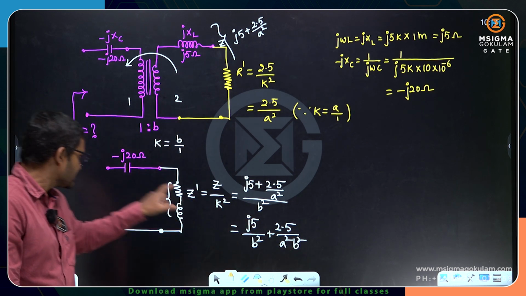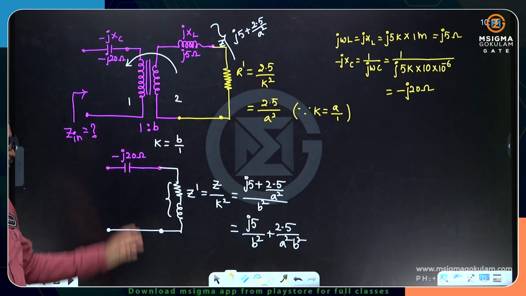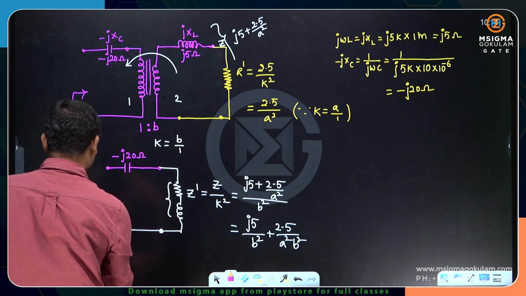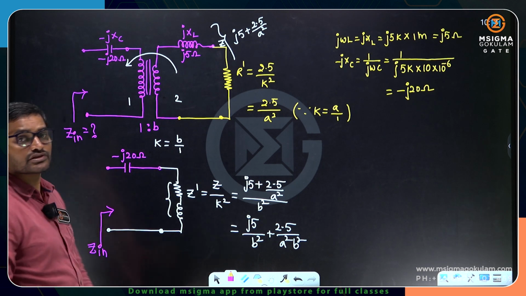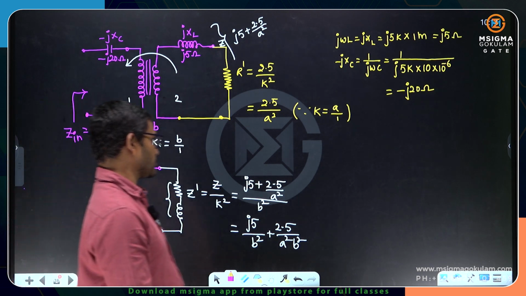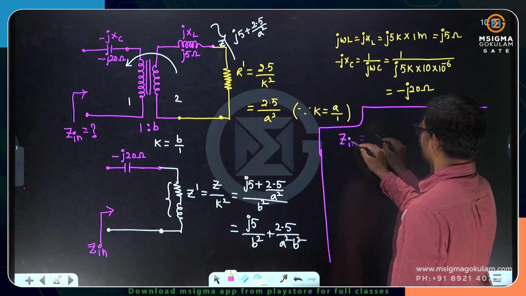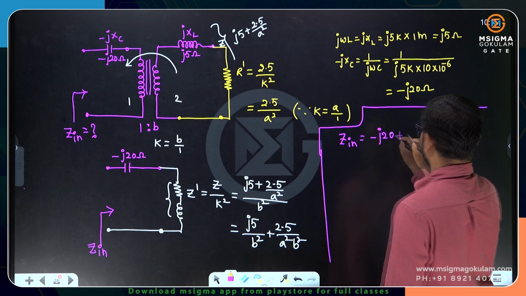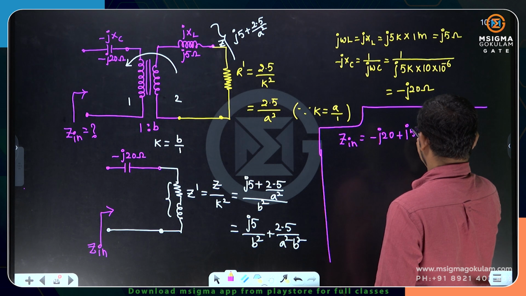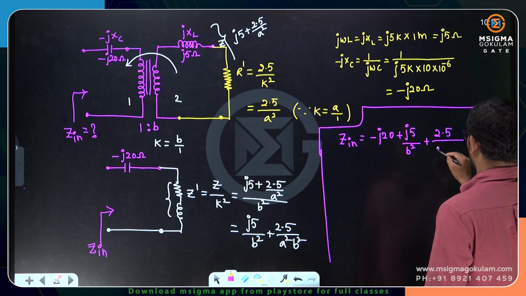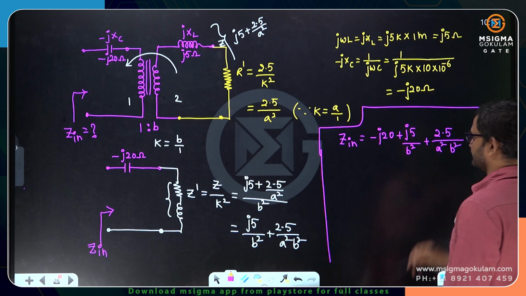Now that Z dash is in series with minus J20. You add up, you will get the Z in. And it must be equals to what? It must be equals to resistive nature. So if you solve this one, let me solve here. Okay. So Z in is equals to minus J20 plus J5 by b square plus 2.5 by a square b square.